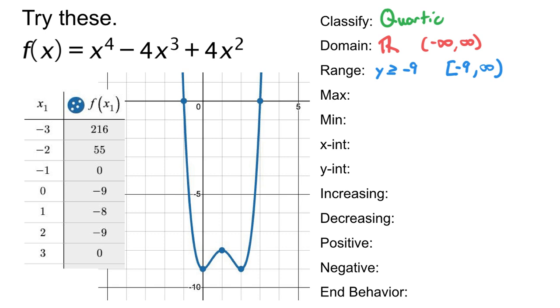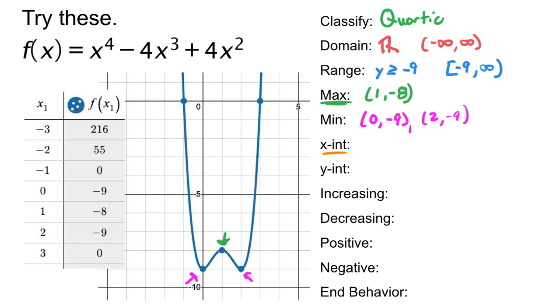Maxes and mins. Let me look at those max values. There is a max right there. That's it. And what coordinate pair is that? That's the coordinate pair 1, -8. What about mins? There are two of them. There's one right there, and there's one right there. That point is at the point 0, -9. The other is at 2, -9. We can look at the table of values. We can see that. We plotted those points, of course.